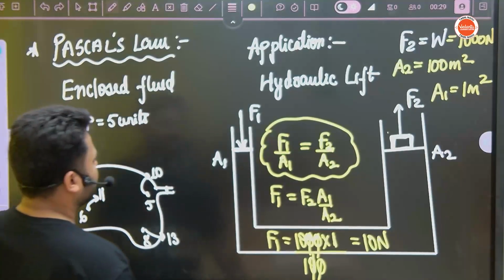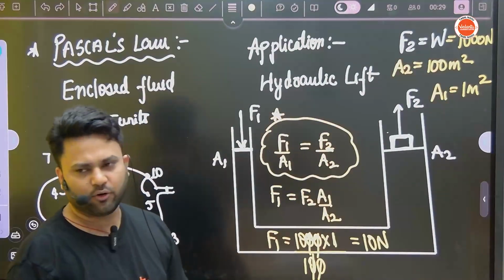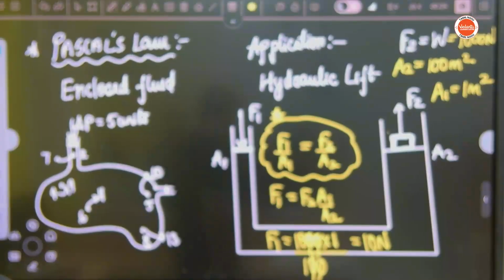So always remember this formula. This question is asked in the hydraulic lift example. F1 by A1 equals F2 by A2. Correct?